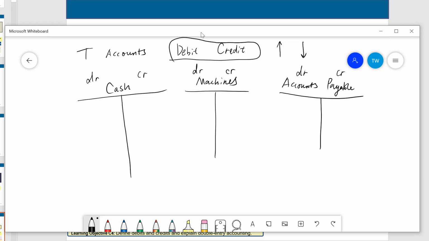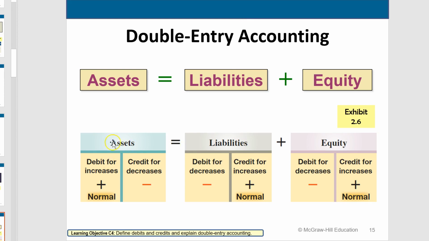Okay, so to do that, for example, I'll take cash as an example. First, I have to tell you, depending on the nature of that account, whether it's an asset, a liability, or an equity, the way we use debits and credits to show increases and decreases is different. Take cash as an example. Cash is an asset. For assets, we will debit for increases and credit for decreases. That's the rule.